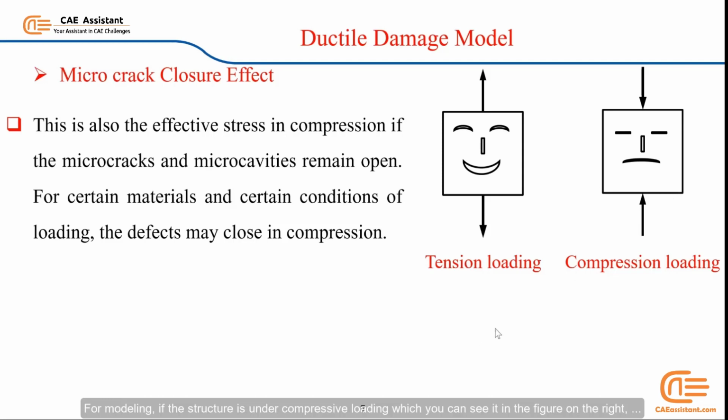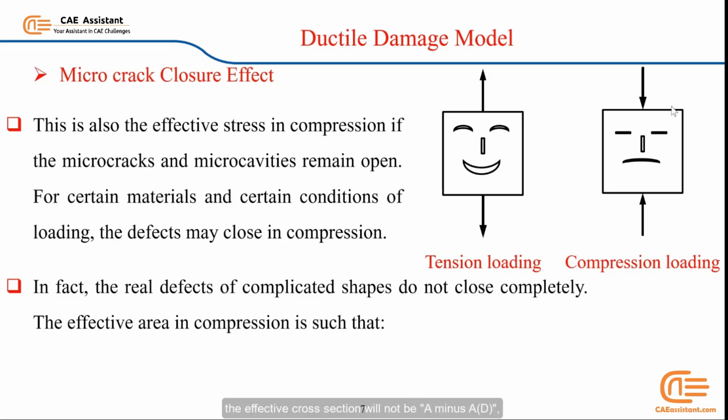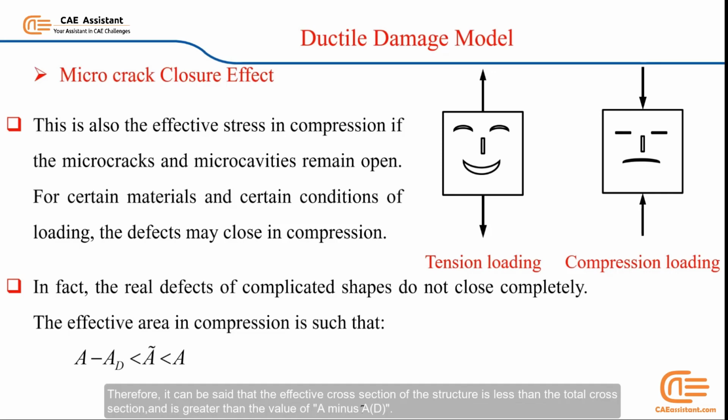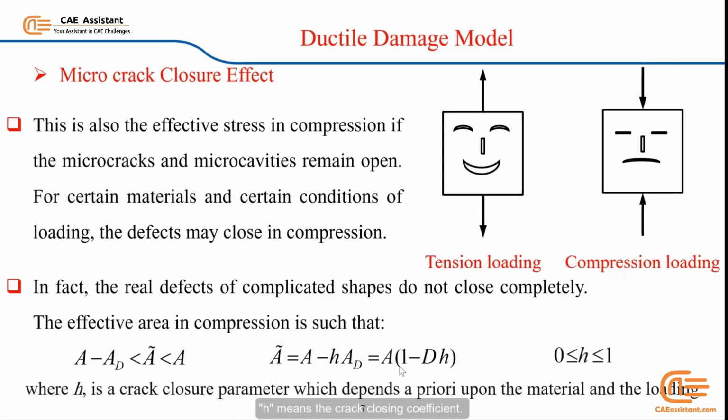For modeling, if the structure is under compressive loading, which you can see in the figure on the right, the effective cross-section will not be A minus AD, and it is a bit more. The reason is that cracks will close under compressive loading. Therefore, it can be said that the effective cross-section of the structure is less than the total cross-section and is greater than the value of A minus AD. In this way, tilde A will be introduced, which is equal to A minus H multiplied by AD. H means the crack closing coefficient.